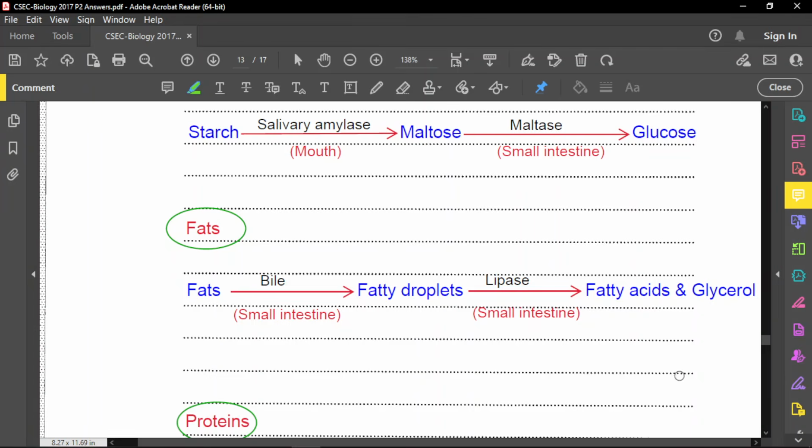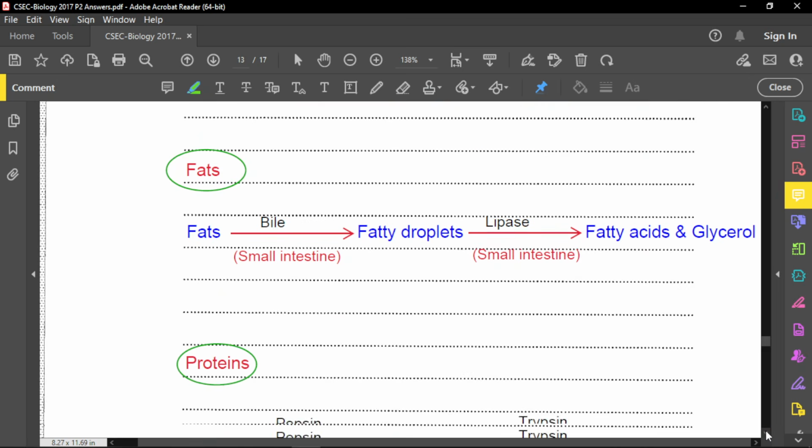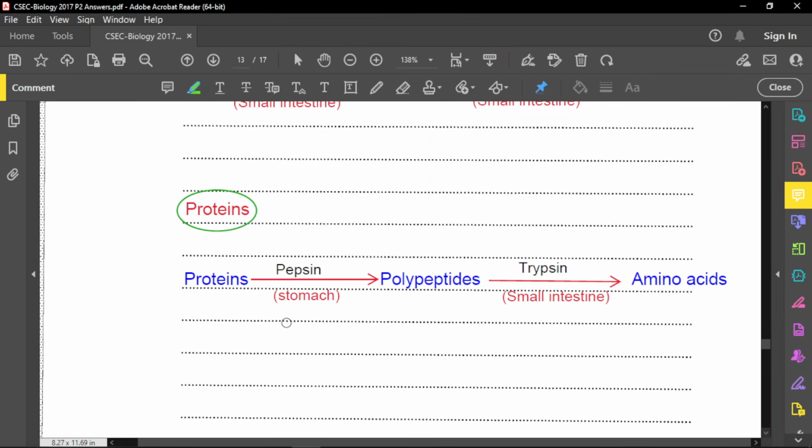And so proteins now, proteins start to break down chemically in the mouth. Sorry, not in the mouth, mechanically in the mouth, but chemically in the stomach. So proteins start to break down chemically in the stomach by the enzyme pepsin. It's a protease, right? And then it breaks down into polypeptides and also peptides as well. And then trypsin from the pancreas will work on the polypeptides in the small intestine to break them down into amino acids. And amino acids can be absorbed.